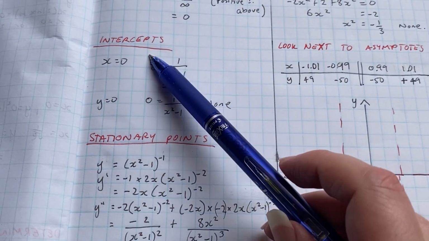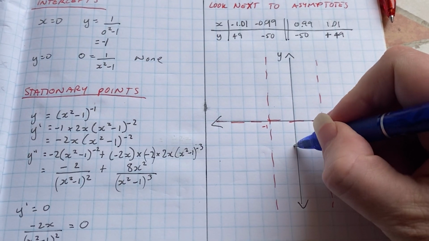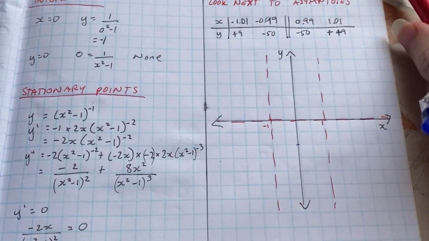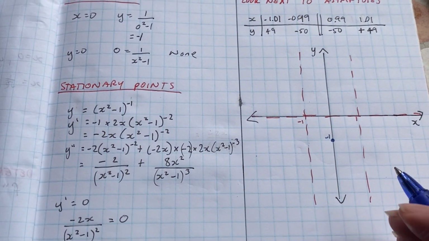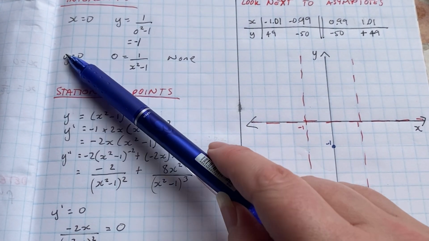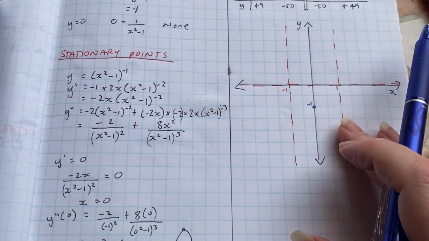To find the intercepts, when x equals 0, y equals minus 1. So I'm going to mark that on down there, minus 1. There were no x intercepts. When y equals 0, there are no solutions.